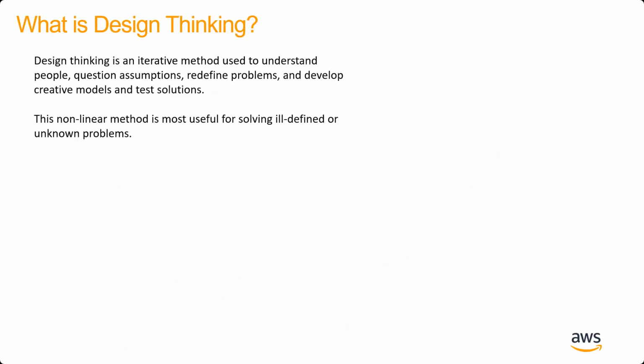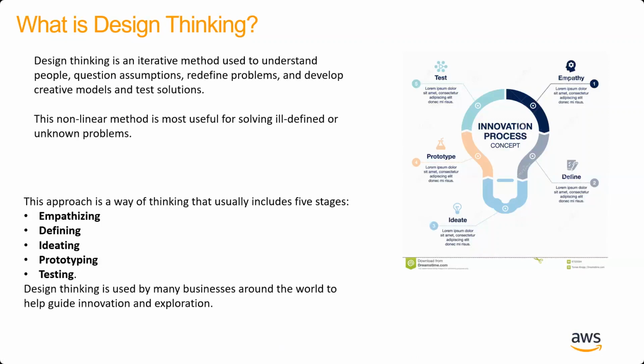Then we reach design thinking. And what is design thinking? It is an iterative method, as you know, used to understand people, question assumptions, redefine problems, develop creative models, and test solutions. This is non-linear, and there is something from the British standard: there are 5 stages for it. As you can see, it's the innovation process concept, and it starts with empathy, then define, ideate, prototype, and testing. This is, let's say, the common and standard one.